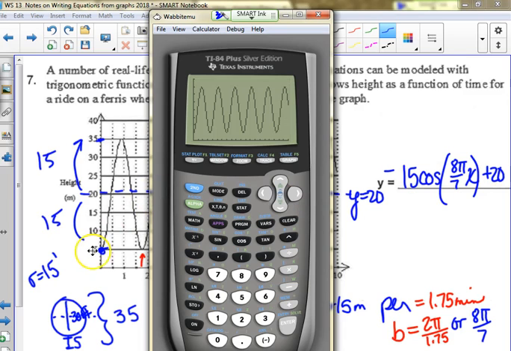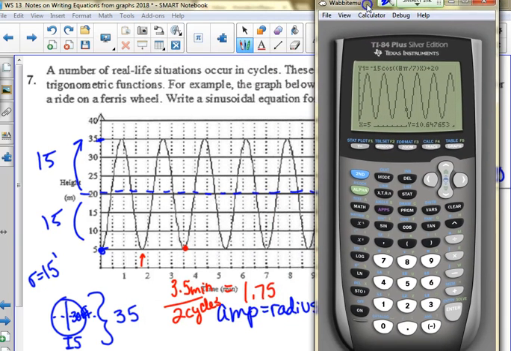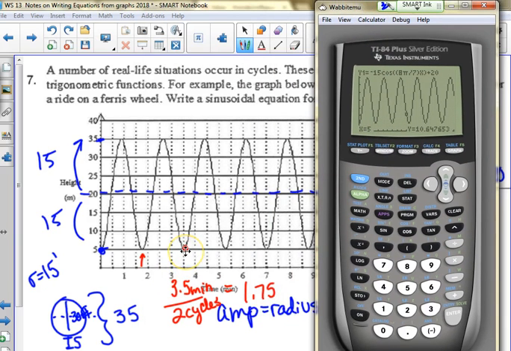I used their scale. I counted this by 0.5s and this by 5, but the scale isn't really that big of a deal. How would you check? Could you say, well, let's see, at 3.5, it was at 5 feet, right? So if I type in trace 3.5, I should be at 5 feet, and I am.